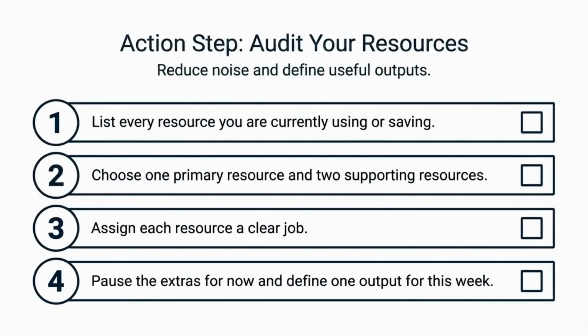Audit your current study resources. List every course, book, documentation link, practice exam, lab platform, flashcard deck, and community resource you are currently using or saving. Then choose one primary learning path and two supporting resources. Assign each resource a clear job. For example, your main course teaches the sequence, official documentation clarifies details, and practice questions reveal gaps. Then pause the extras for now. You are not deleting them forever. You are reducing noise so you can make progress.